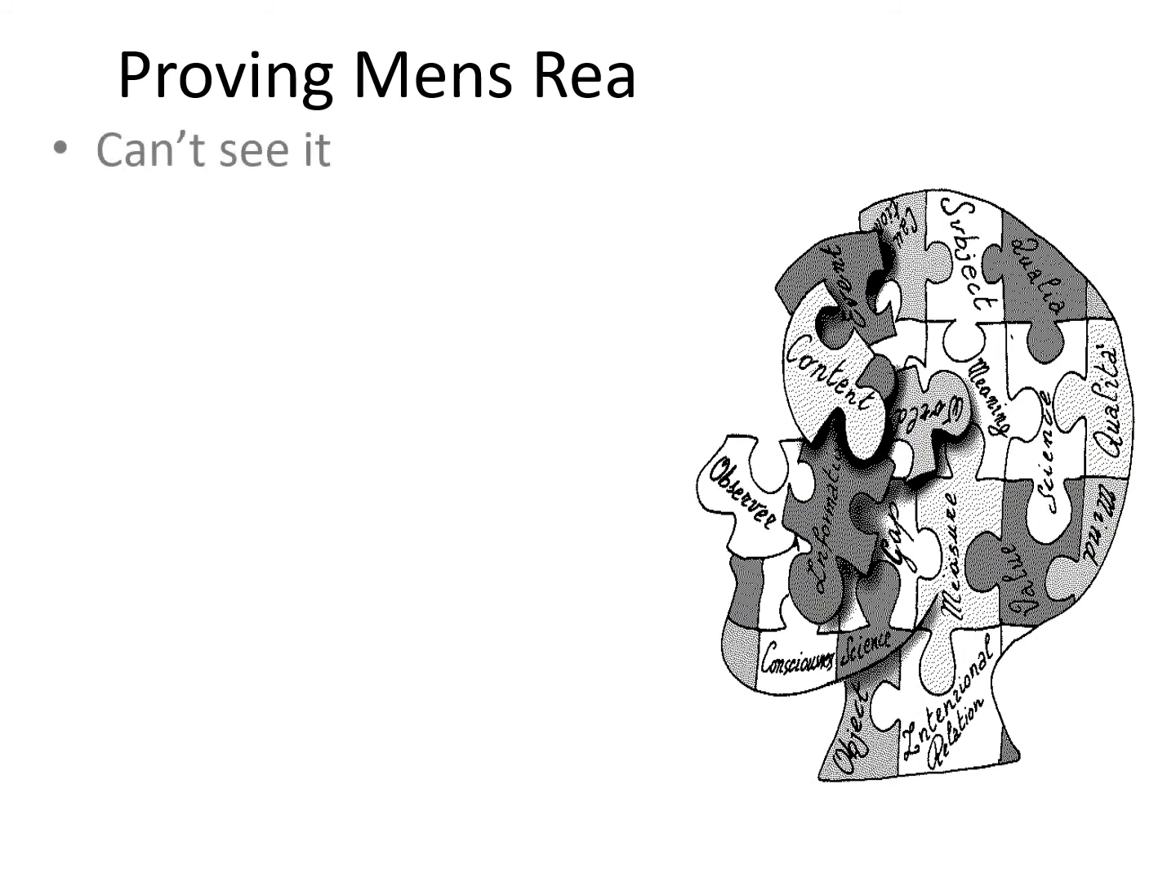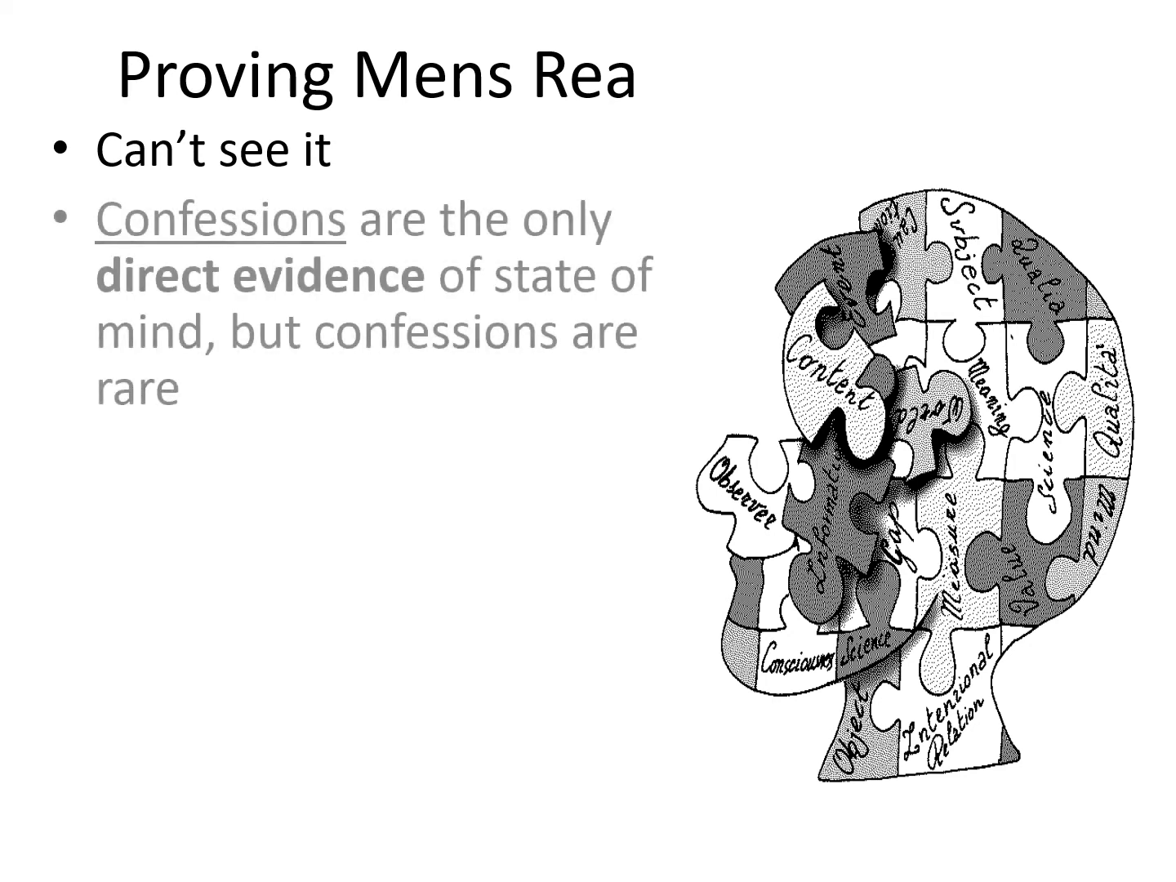How do you prove mens rea? How do you prove that someone intentionally or knowingly did something? You can't see it. You can't see inside someone's mind. You can't know what people are thinking. Well, what if someone confesses?